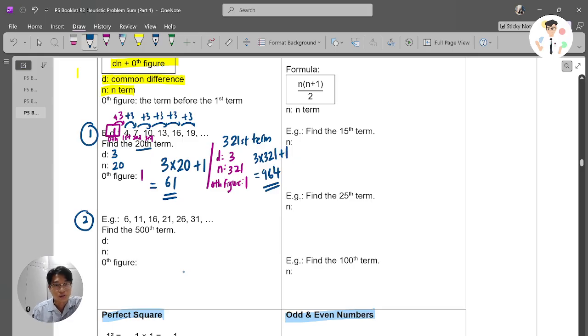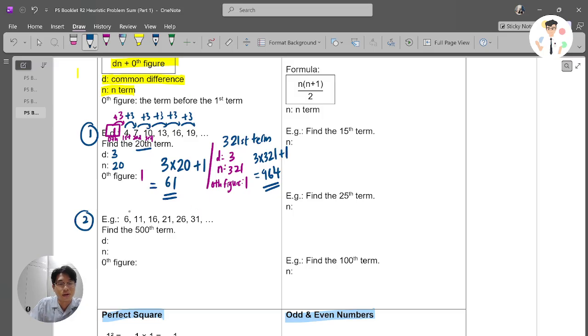another arithmetic sequence. Now, if you look at here, 6, 11, 16, 21, 26, 31, what does that mean? You will see that this is actually adding what? Let me use green color just to help you differentiate clearly. You will see that it's actually adding 5. Plus 5 here, plus 5 here, plus 5, plus 5, plus 5. So the common difference here is 5. Very good. N means what we want to find, which is 500.